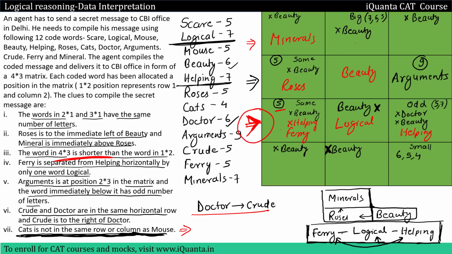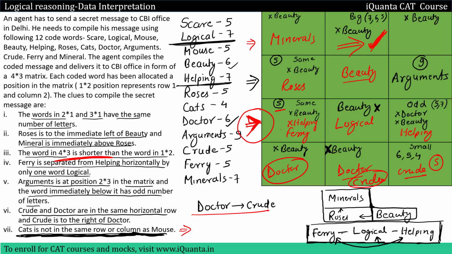Now can I put doctor over here and crude over here? If I put crude over here, it is a 5-letter word, that means I should have a word greater than 5 letters at this particular position. But we do not have any word available which has 6 or 7 letters, because 6-letter words beauty, doctor are consumed, all the 7-letter words have been consumed, so doctor crude cannot be put over here. Instead doctor will be put over here and crude will be put over here.